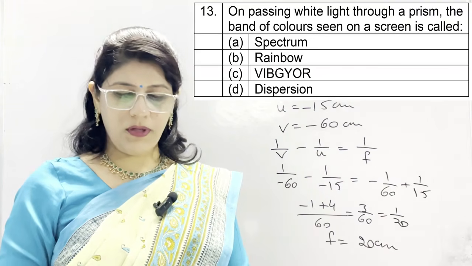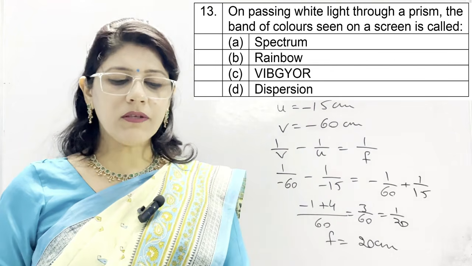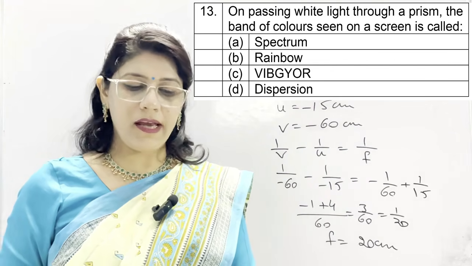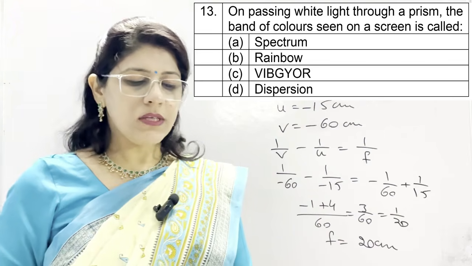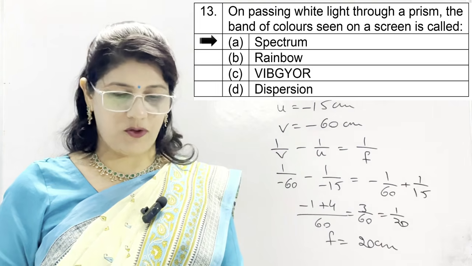Now coming to question number 13. On passing white light through a prism, the band of color seen on a screen is called: A, spectrum; B, rainbow; C, VIBGYOR; and D, dispersion. And the correct option is A, which is spectrum.